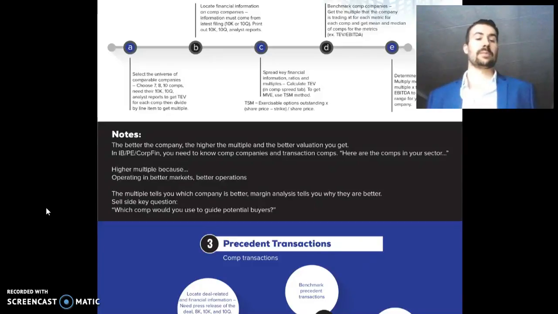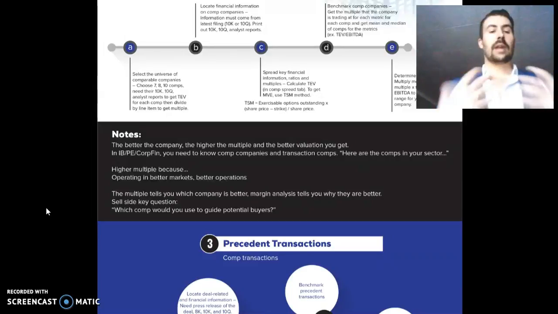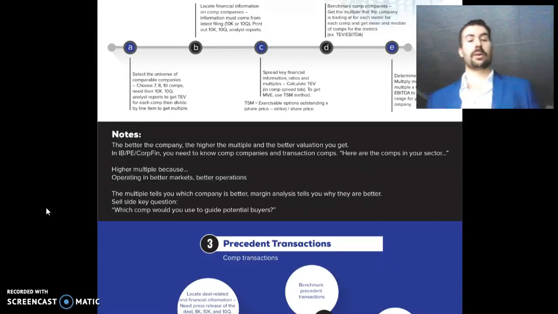In investment banking, private equity, and corporate finance, you need to know about comp companies and transaction comps. Here are the comps for your sector is ultimately what you're going to be stating to them. The higher multiple is because you're operating in a better market or better operations, and the multiple tells you which company is better. Margin analysis, which we'll talk about later on in the course, ultimately tells you why they are better. So this key sell side question is, which comp would you use to guide your potential buyers?